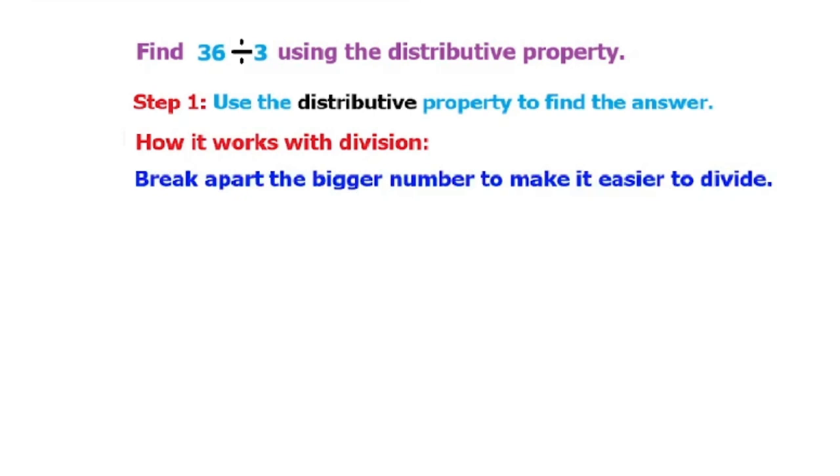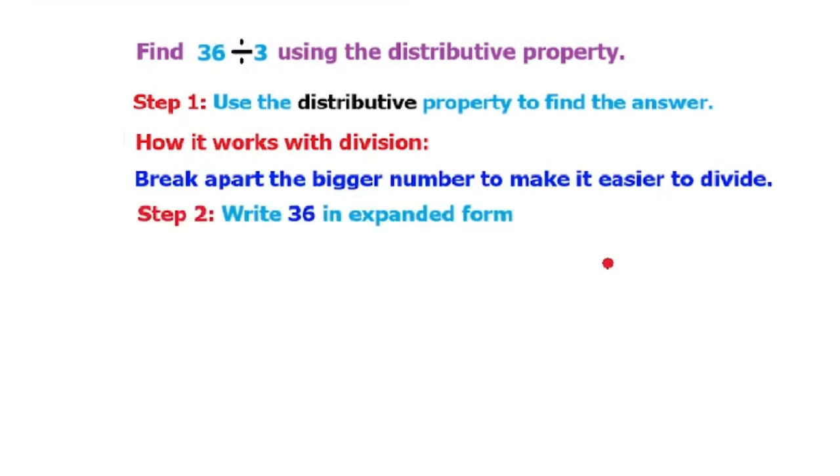So how does it work? So you break apart the bigger number to make it easier to divide. So this is the bigger number, right? We're trying to see how many times 3 fits into this. And so to use the distributive property, we need to break this apart.